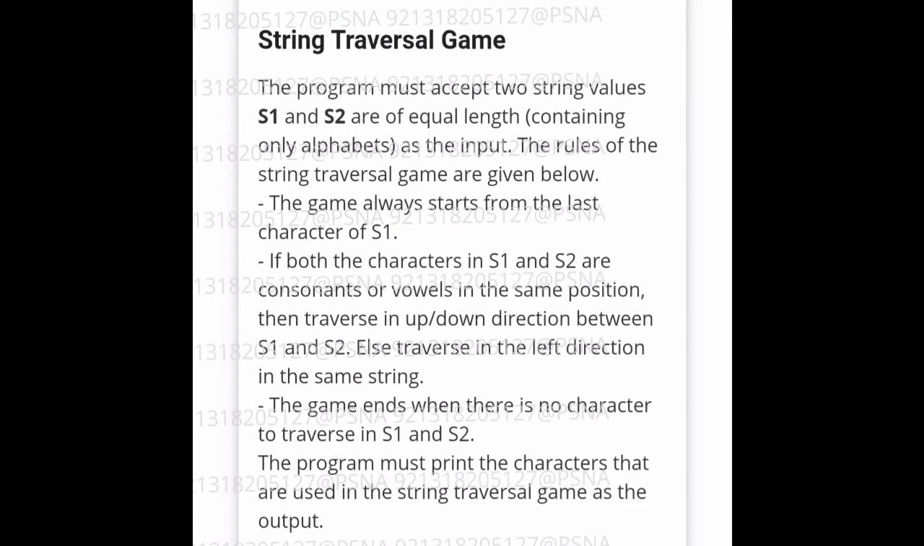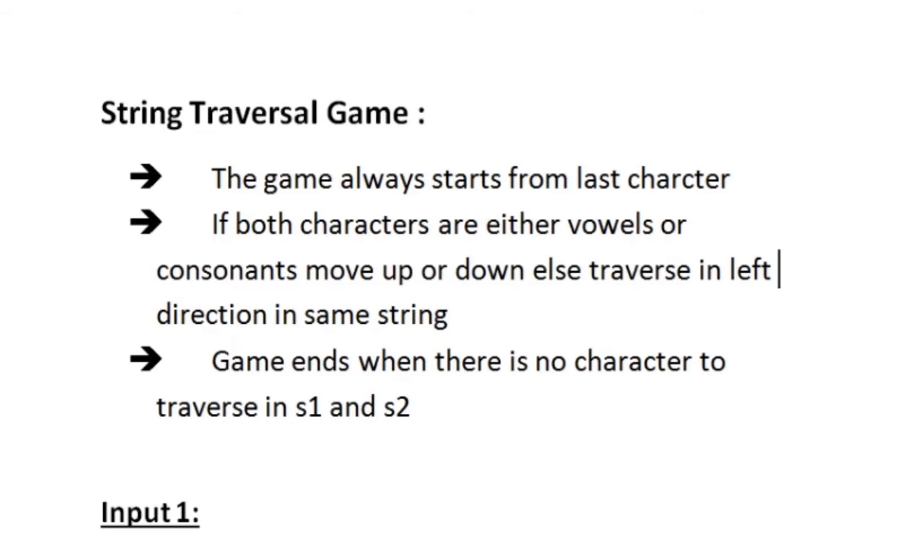This is our question asked in today's Skill Track Daily Challenge. There are three conditions given for the game. The game always starts from the last character, and if both the characters in string 1 and string 2 at the same position are either vowels or consonants, we have to move either up or down, or else we have to travel in the left direction in the same string. And the last condition is the game ends when there is no character to traverse in S1 and S2.